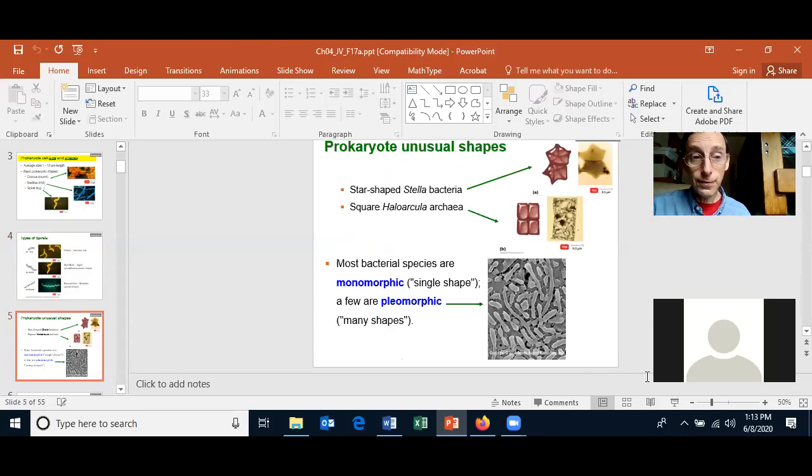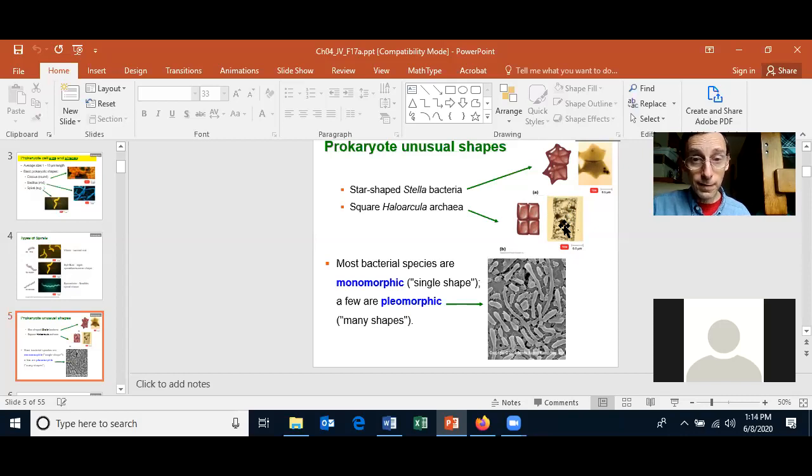The prokaryotes do come in some unusual shapes, and you're seeing unusual shapes here. There are some that are star-shaped, like the Stella bacteria, which kind of look like a star. And then there's some that are actually square. This is an archaea, Haloarcula, and there's an actual, which I guess I shouldn't say square, they're rectangular. An actual electron microscopic image of the cell.